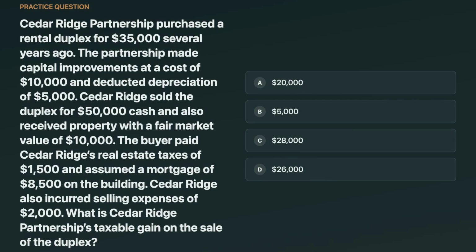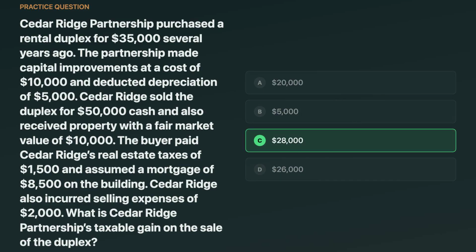Cedar Ridge Partnership bought a rental duplex for $35,000. It made $10,000 of improvements and deducted $5,000 of depreciation. It sold the duplex for $50,000 cash and also received property worth $10,000. The buyer paid $1,500 of real estate taxes and assumed an $8,500 mortgage. Cedar Ridge paid $2,000 of selling expenses. What is the taxable gain? Think about it.